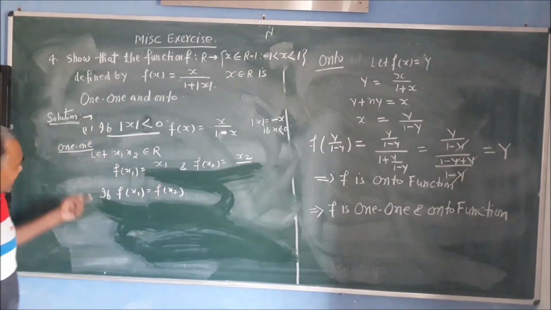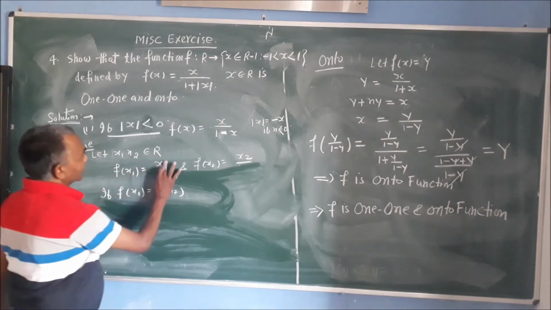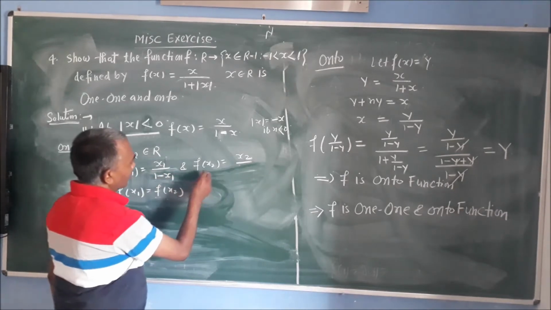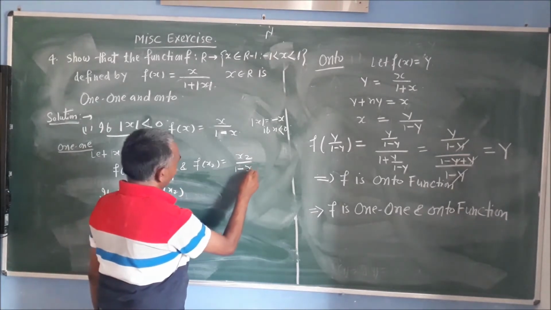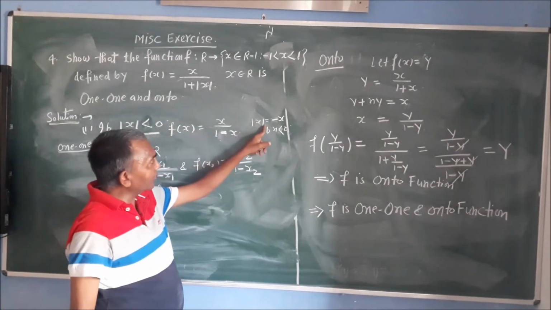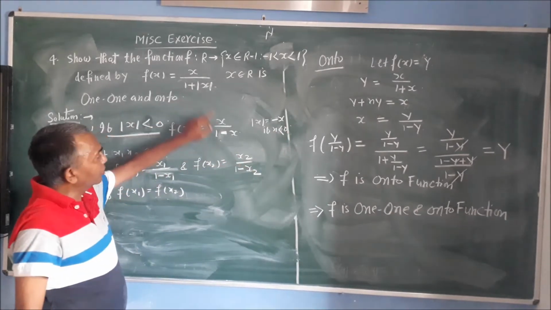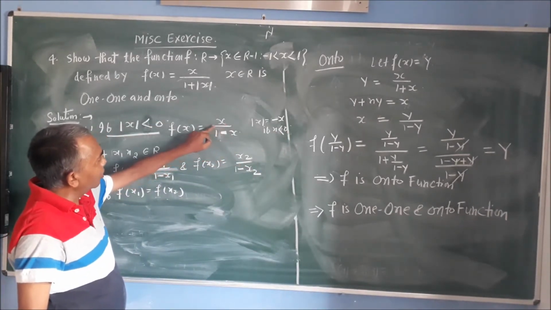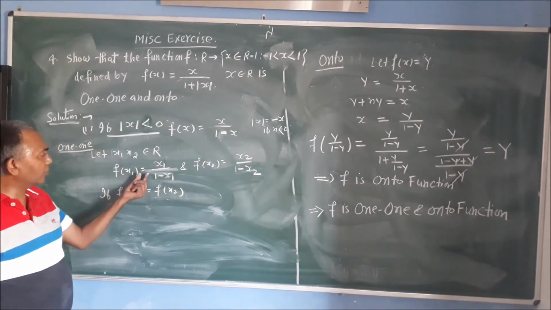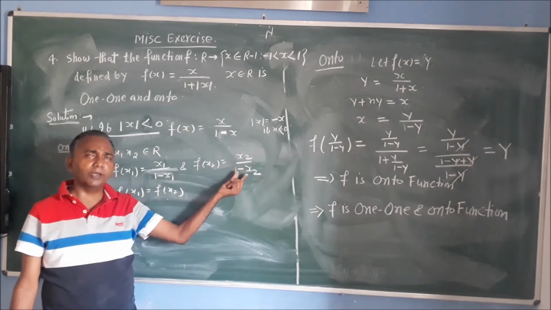Again write the same steps. For one-one, let x1, x2 belong to R. So f of x1 will be x1 upon 1 minus x1 and f of x2 will be x2 upon 1 minus x2. See here how this becomes 1 minus x. Mod of x is equal to minus x if x is less than 0, so this is written as x upon 1 minus x. So f of x1 is equal to x1 upon 1 minus x1 and f of x2 is equal to x2 upon 1 minus x2.